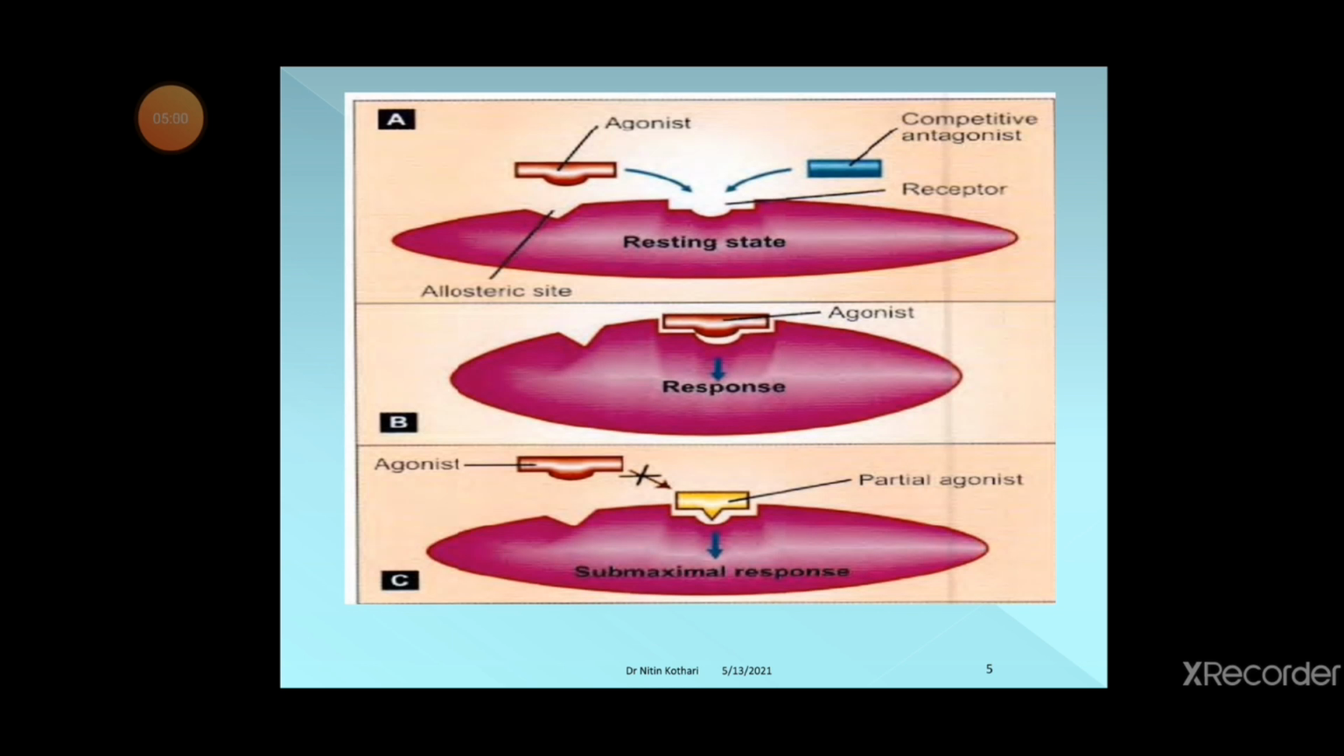We can see in this diagram the structure is shown as receptor. You can see here in A there is competitive antagonist and there is agonist. Both try to attach to the same receptor. Because both are trying for the same receptor, this is competitive antagonist, because there is a competition between the two, because competitive antagonist has similar chemical structure to agonist.